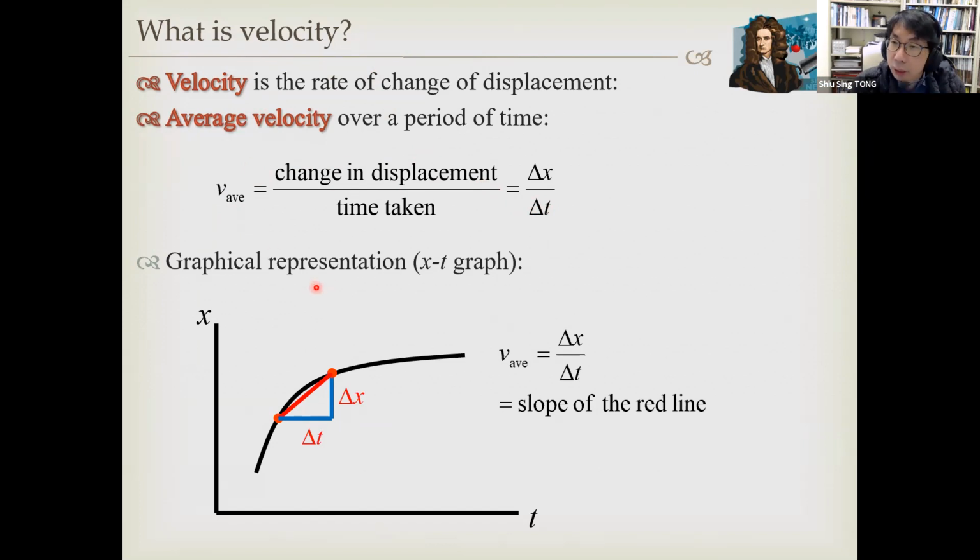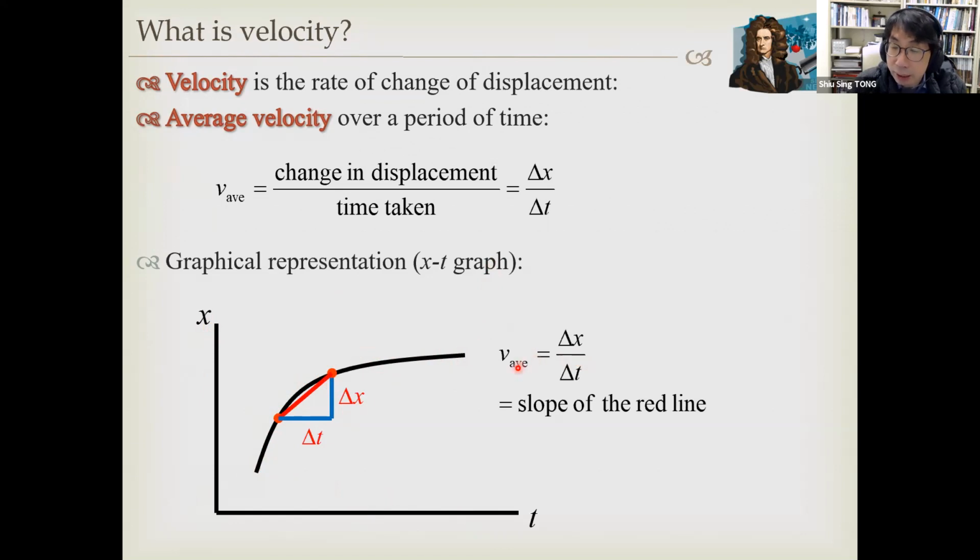Now, if you look at the graphical representation, that becomes more clear. If I plot the displacement x of the object versus the time t, then it may result in such a curve. Okay, this is a hypothetical curve. That's the displacement changing with time. So in a time interval delta t, the object has changed its displacement by delta x. So the horizontal blue line here is delta t. The vertical blue line is delta x.